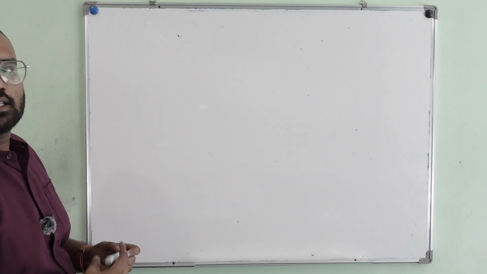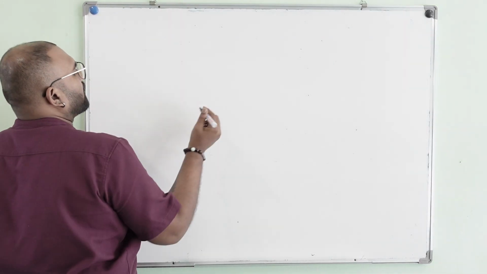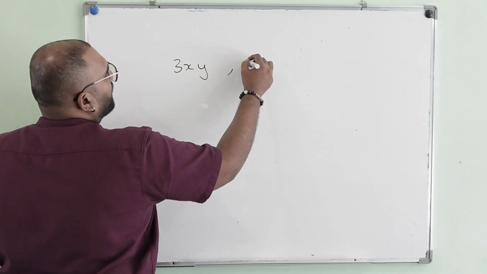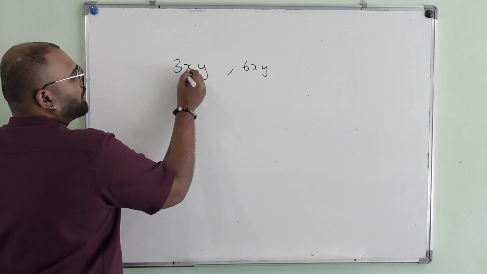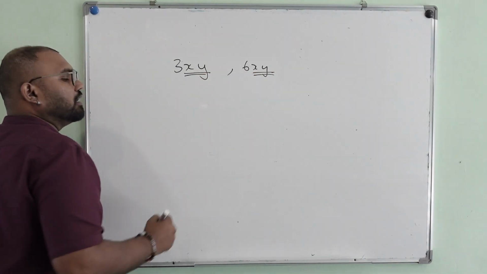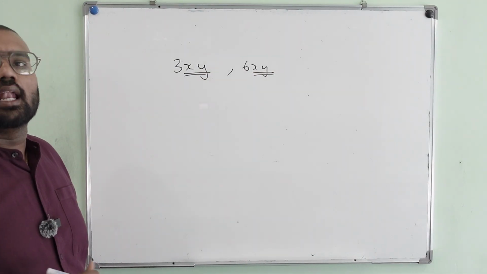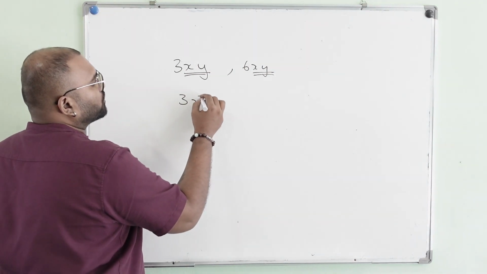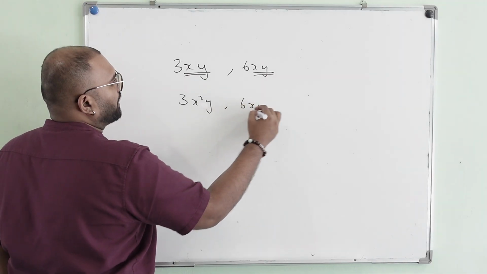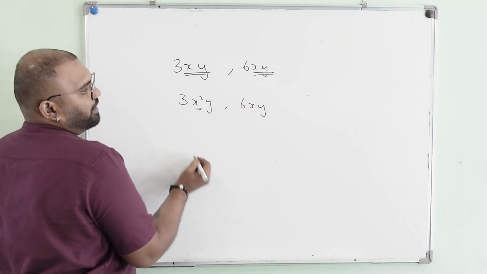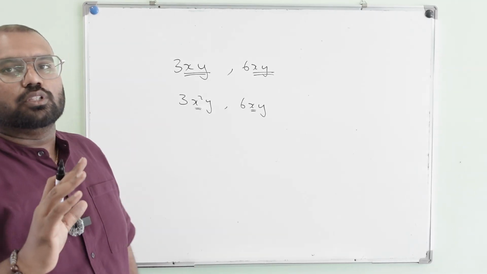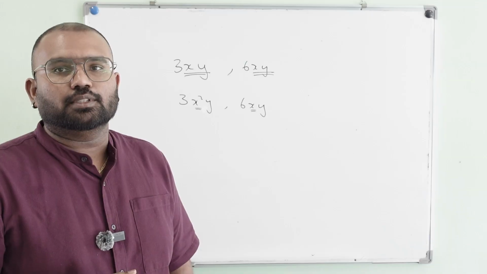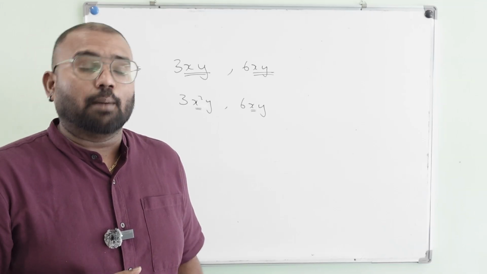Okay, let's try another one. Say the question is like this. Look here. Say the question is 3xy and 6xy. Here xy, here also xy. Both are the same. So they are like terms. Clear? But if the question is like this, the next one: 3x square y and 6xy. Here there is a square, here there is no square. So they are not like terms. Clear? So they are not like terms.